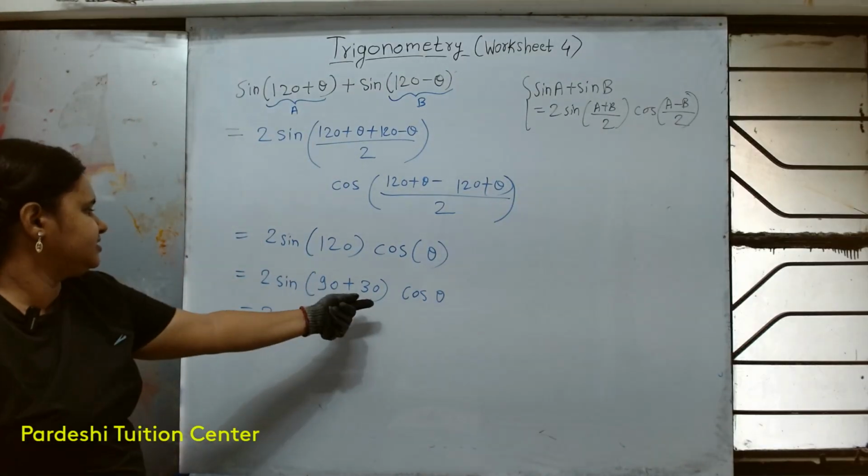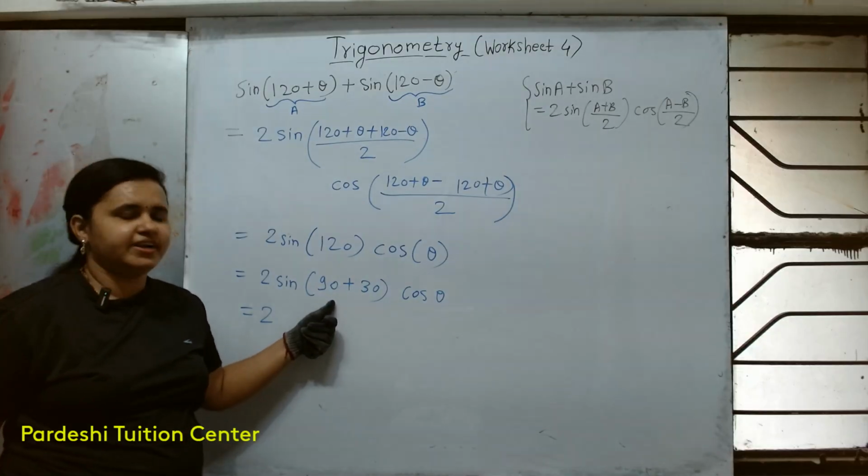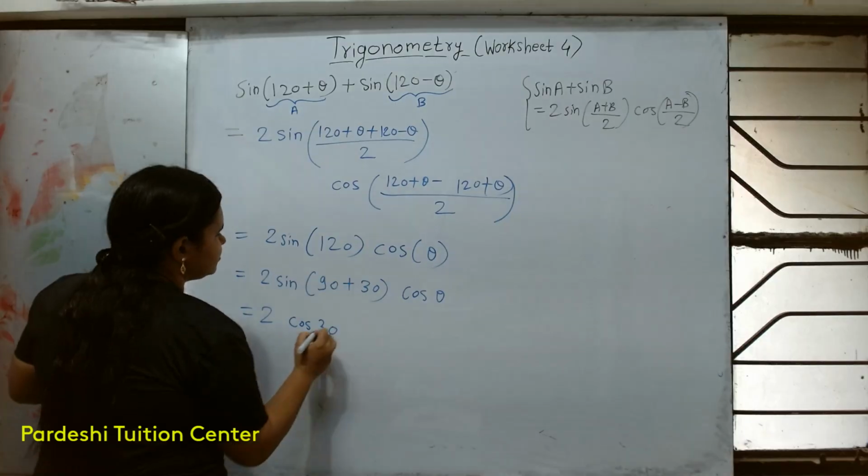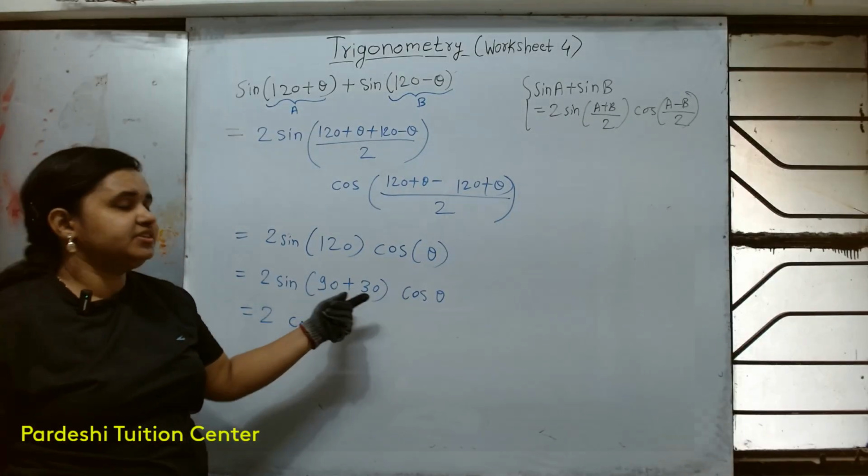Now 90 plus 30 is an odd multiple of 90, so the ratio will change, sin will change to cos. It will be cos 30, and 90 plus 30 means it is in the second quadrant.